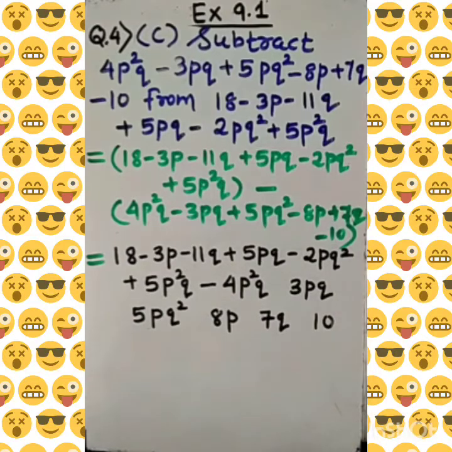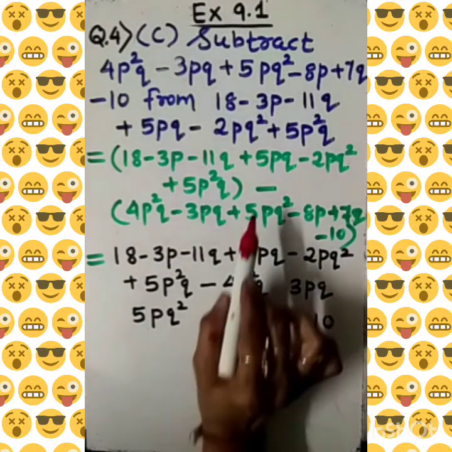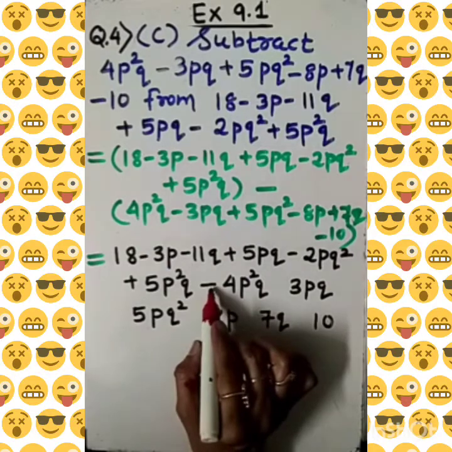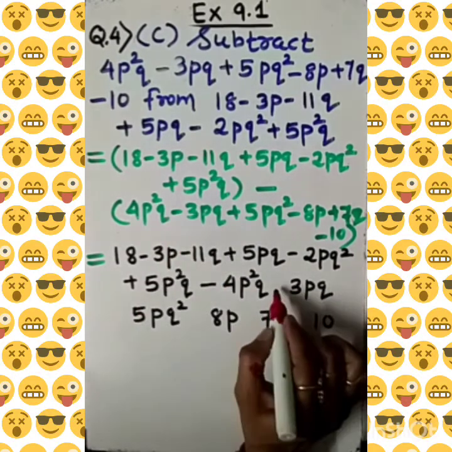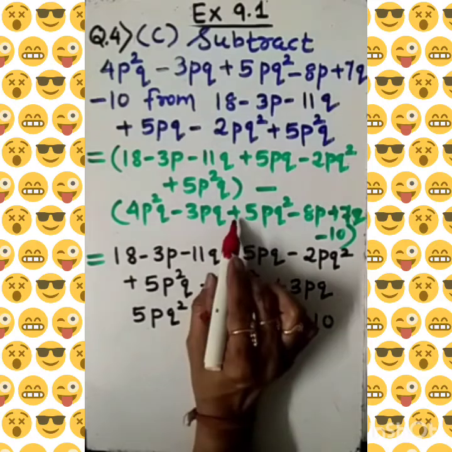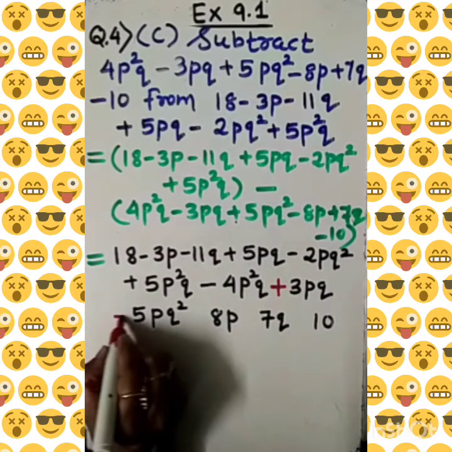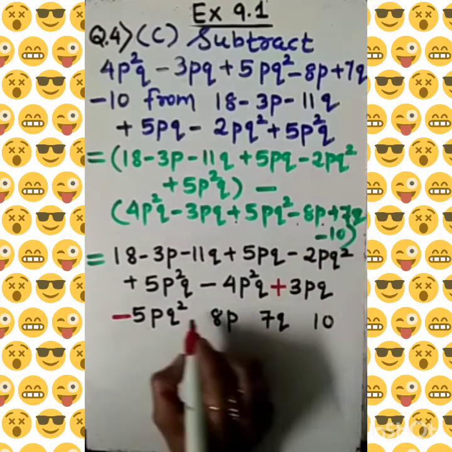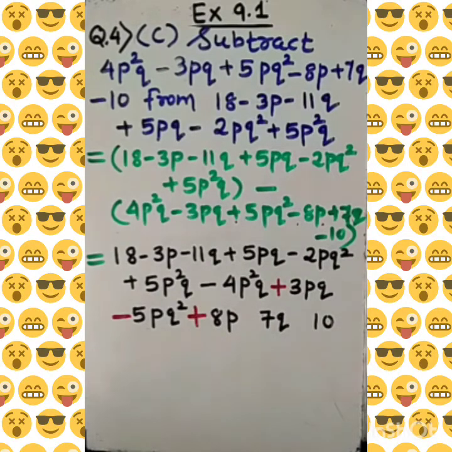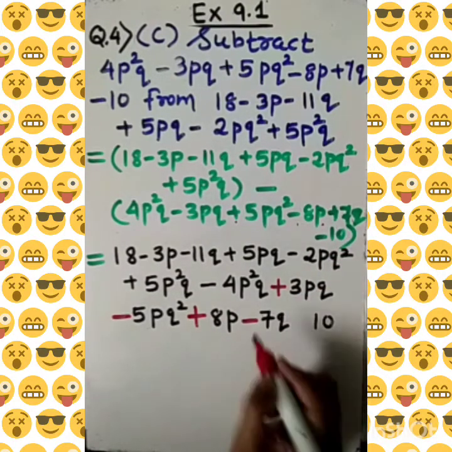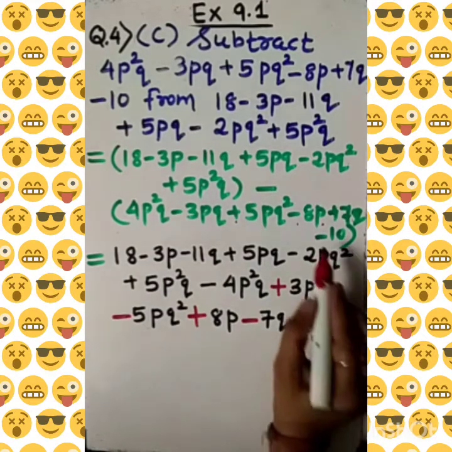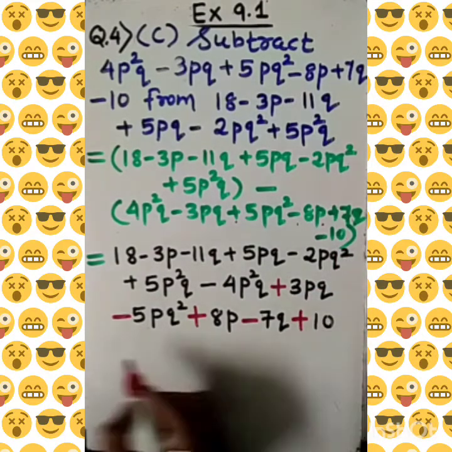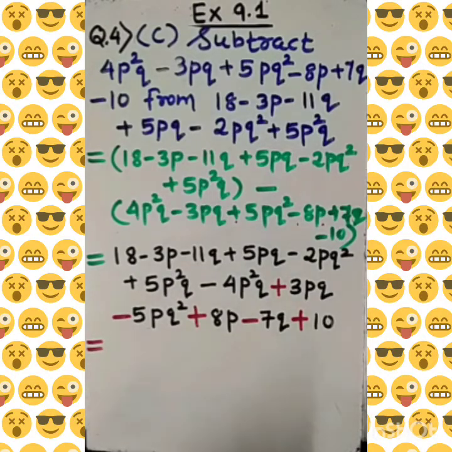Now, as usual we know, as we are opening the bracket, here it is minus, so I wrote it minus. This term is minus, so this will become plus. This term is plus, so this will become minus. This minus 8p will become plus 8p. This plus 7q gives the result minus 7q, and minus 10 will become plus 10. So you can see with the red marker I have marked here, we are changing the sign. Now let's write like terms together.